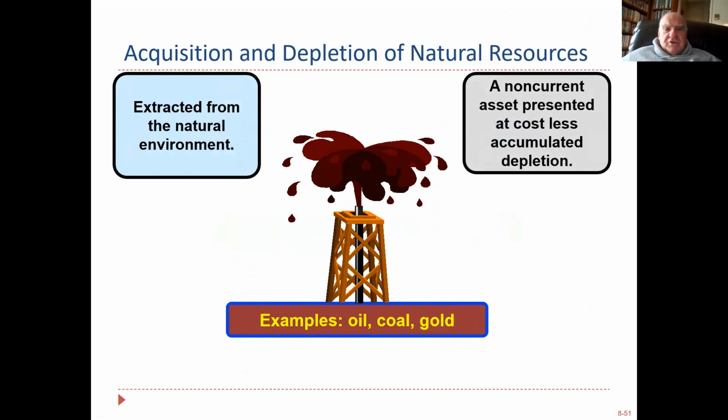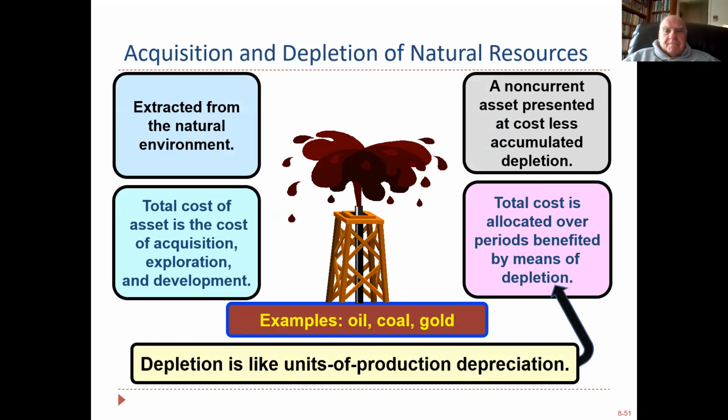Okay, let's talk about depletion. Depletion, natural resources. Depletion is the same thing as the units of production method we just learned earlier in this lecture, okay? Acquisition and depletion of natural resources. Well, you're extracting something from the environment like an oil well, and the total cost of that asset is all the cost of drilling and exploring and developing and buying the land, paying geologists to study the land, anything it took to get that oil well ready to produce.